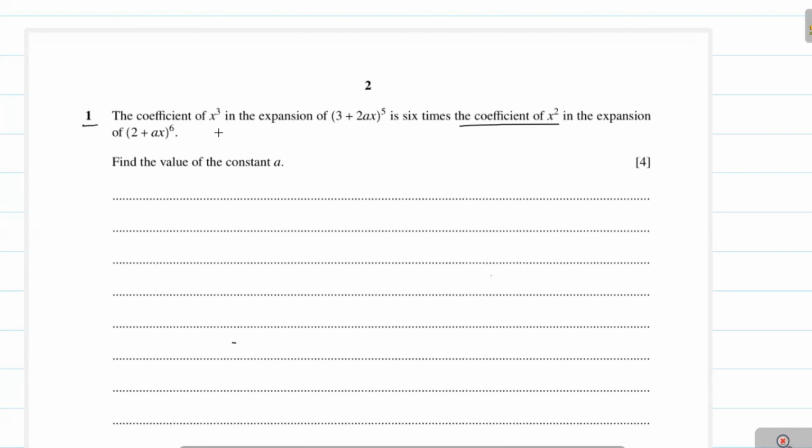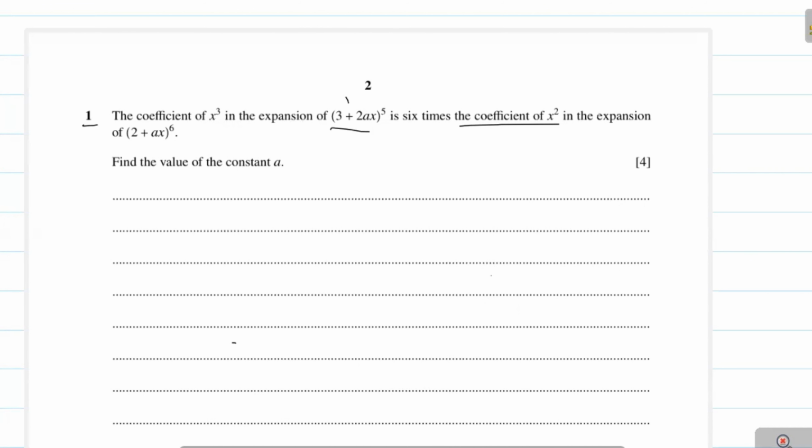Question 1. The coefficient of x cube in the expansion of (3 + 2ax)^5 is 6 times the coefficient of x square in the expansion of (2 + ax)^6. Find the value of the constant a.